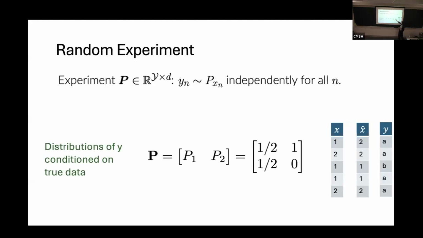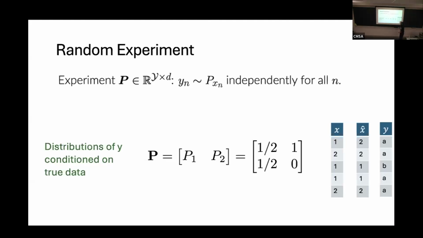And the second column is the distribution of Y conditioned on X equal to 2. So in this case, when X equals 2, we will always observe Y equal to A. So we will never observe Y equal to B. So again, I want to emphasize that this P matrix exists. This is characterizing the statistical experiment, but we do not have the knowledge of this P matrix. So at least at the end, we want to come up with a scoring method that doesn't require us to have the knowledge of this P matrix. So any questions so far?